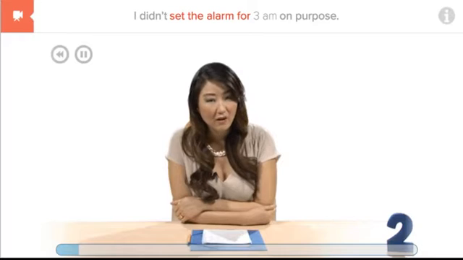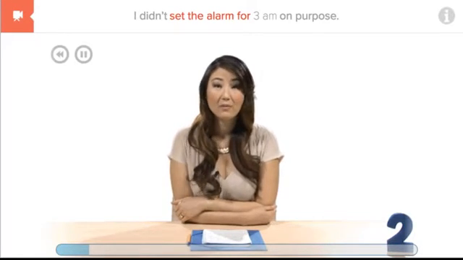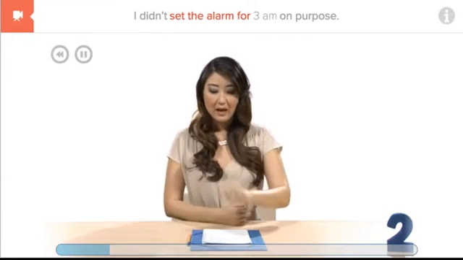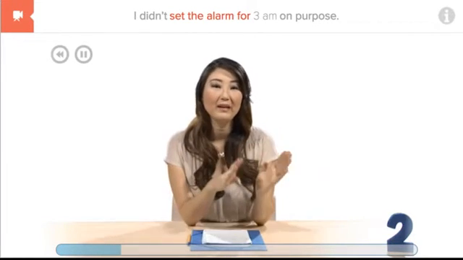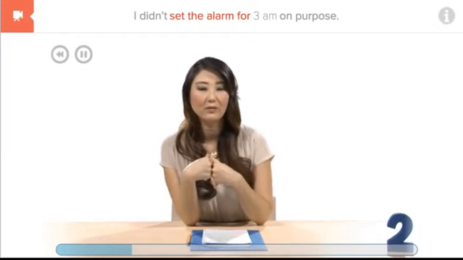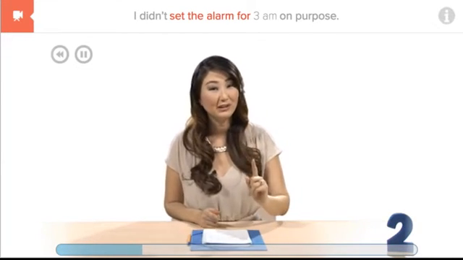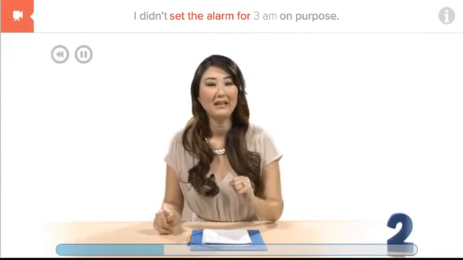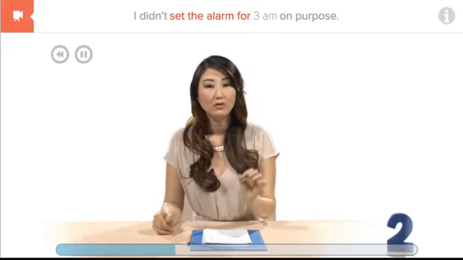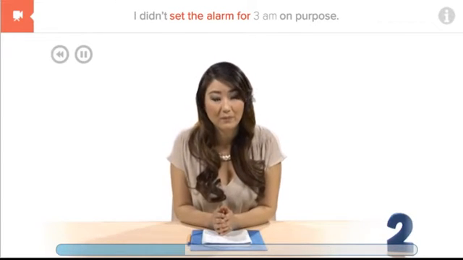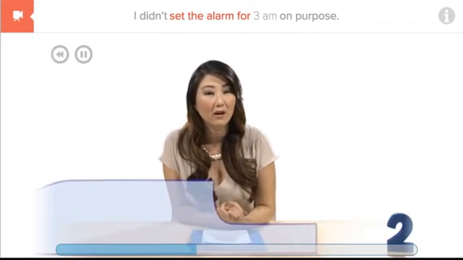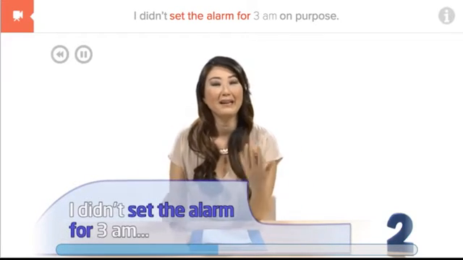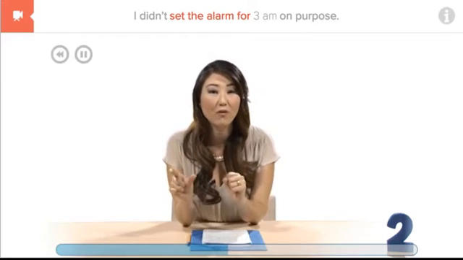I didn't set the alarm for 3 a.m. on purpose. Yo no puse el despertador para las 3 de la mañana a propósito. Aquí, we're going to look at the verb poner el despertador, right? To set. Sí, decimos to set. Nunca to put, ¿ok? Ese es el common mistake, el error típico. Decimos to set the alarm, ¿ok? Despertador decimos alarm, ¿ok? So to set the alarm. Y cuando decimos para qué hora, metemos la preposición for, ¿ok?